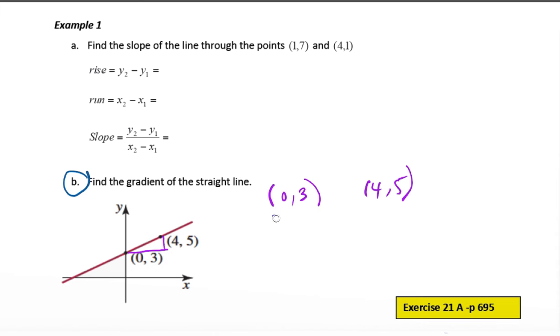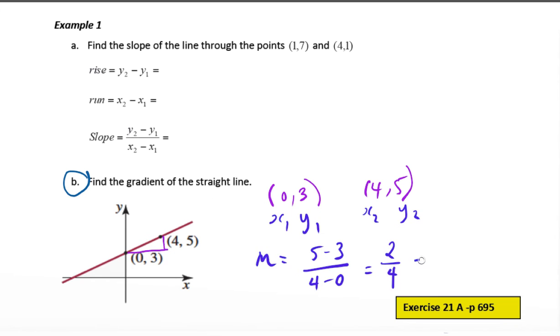So the first thing we want to do is label our points. So that's x1, y1, x2, y2. And so our gradient is going to be y2 minus y1 over x2 minus x1, so 5 minus 3 over 4 minus 0. 5 minus 3 is 2, 4 minus 0 is 4, and don't forget to simplify it, so your gradient is 1/2. You will only get either half a mark or no marks if you leave it as 2 over 4 instead of simplifying it to 1/2.